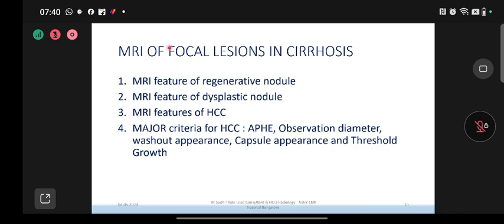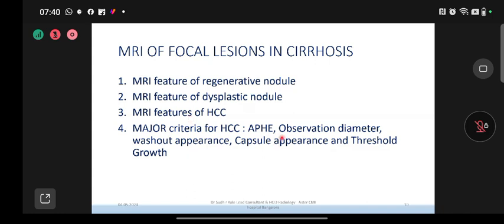The various focal lesions in the liver are divided into a spectrum. Generally, it's quite simple. You start with the regenerative nodule, which is the benign nodule. Then you have a dysplastic nodule in the middle, and then you have HCC on the other end of the spectrum. So we'll try to see how we can differentiate these.